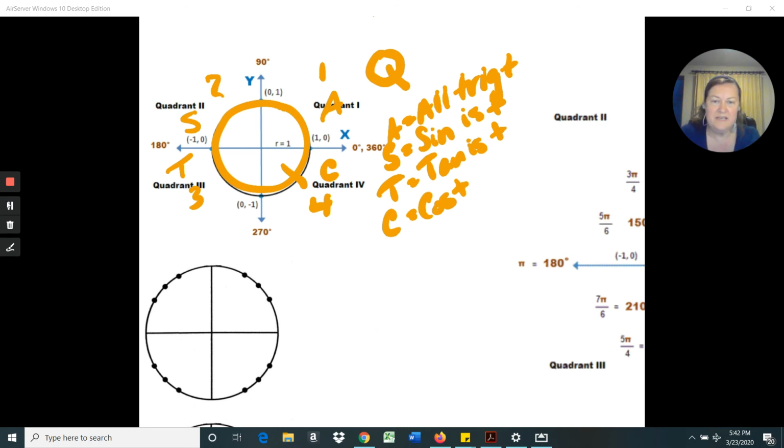That means of the big 3, if I'm in quadrant 2, sine is going to be positive, but cosine and tangent are going to be negative. If I'm in quadrant 1, I don't have to worry about anything. All my trig functions are going to be positive.